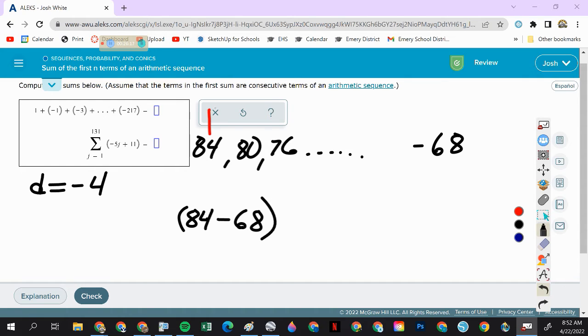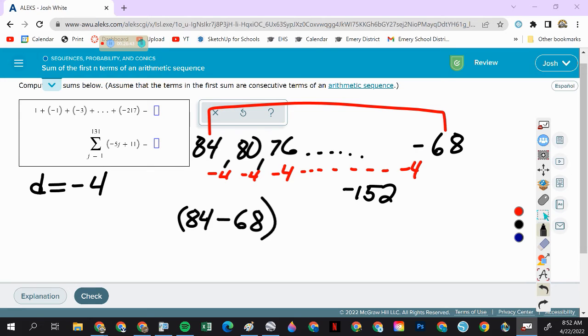Okay. How far is it from here to here? How much did I drop? So if you want to find distance, you always take the latter number and then you subtract the first number. So negative 68 minus 84, and I get negative 152. So all of my negative 4's put together equals negative 152. So I take negative 152 and I divide it by -4, and I get 38. So there are 38 -4's. And if the first one happens after day 1, then this must be day 39. So 39 over 2.